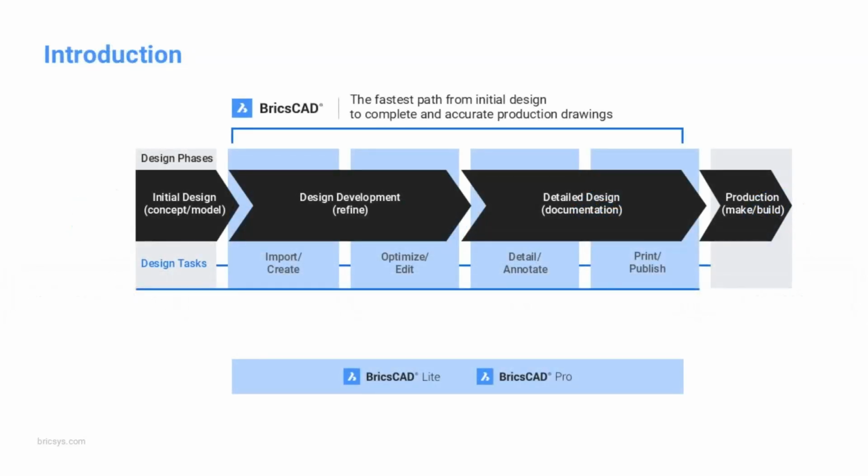In today's breakout, we're going to be looking at two of the four main areas of the BricsCAD Pro workflow for general design. First of all, we're going to look at the import and creation of data, but also how to optimise and edit the design files. In later breakouts, we'll be addressing the detail and annotation part of BricsCAD and where we excel, and also the print and publishing area. So why not check out the rest of the breakouts after this session?